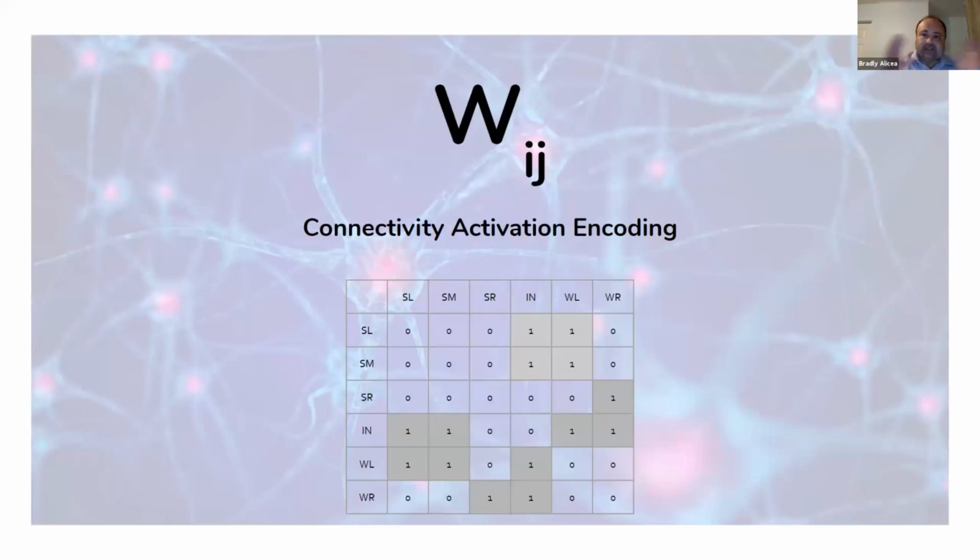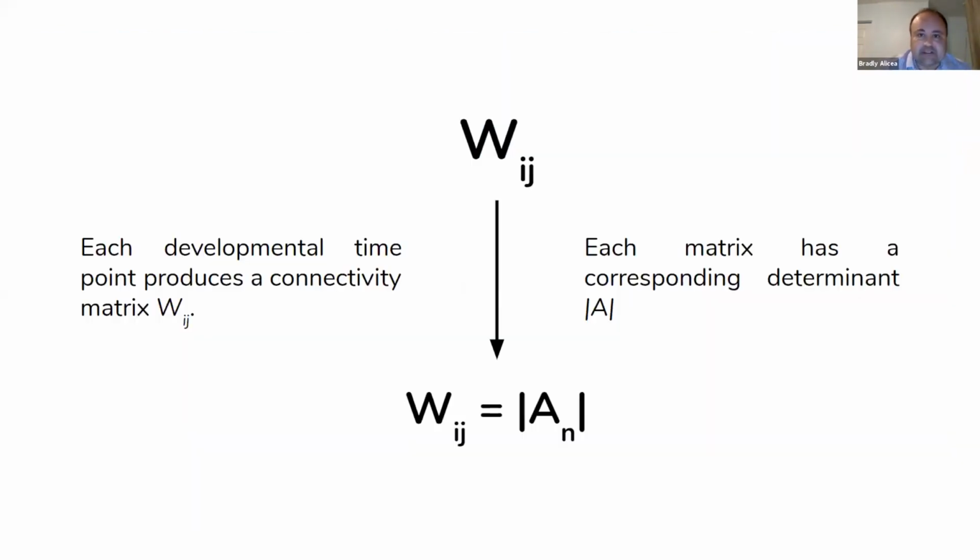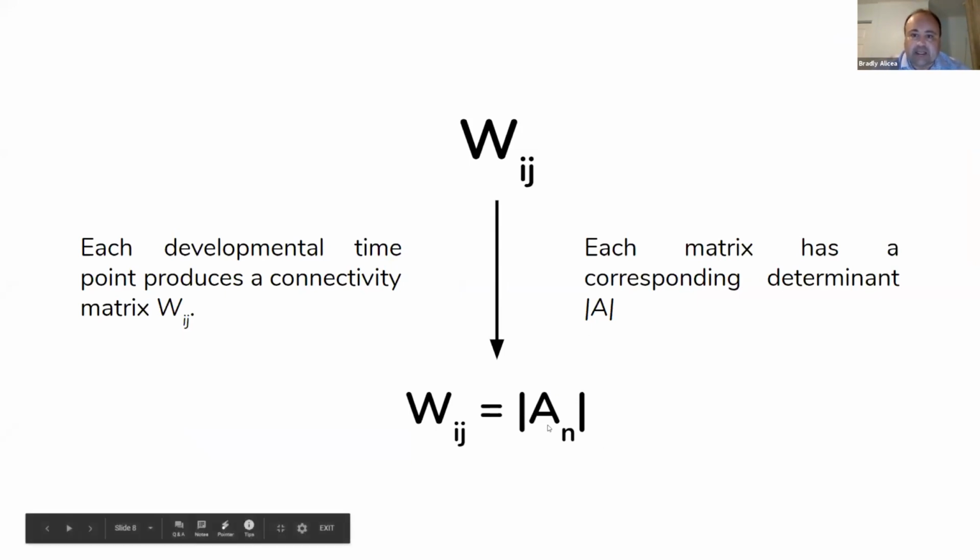So the heart of this method is something we call connectivity activation encoding. And this is a simple notation for a matrix. And this is what it looks like. You have your cells and you have connections, and that's your matrix. Each developmental time point produces a connectivity matrix. But of course, as the number of interneurons increases, the size of that network also increases. Basically over developmental time, you keep adding neurons and adding connections, and that's what you end up with. And then from that matrix, you can get a corresponding determinant A.